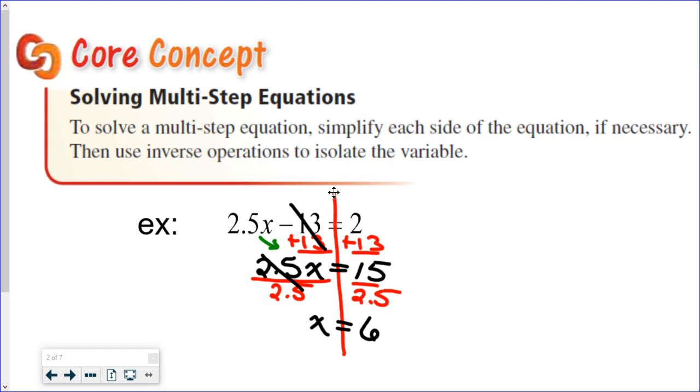If I want to double check, if I were to put a 6 into x in the original equation to check my answer, and I do 2.5 times 6 minus 13, I better end up with 2 or it doesn't work. And in my calculator, I double checked it. Yep, it works.